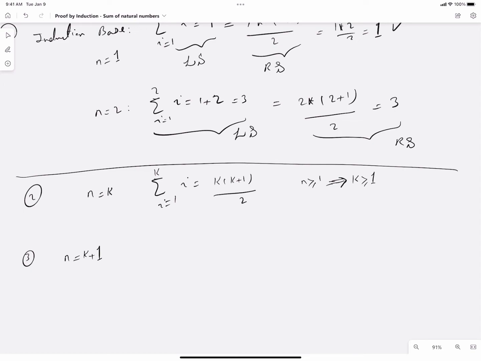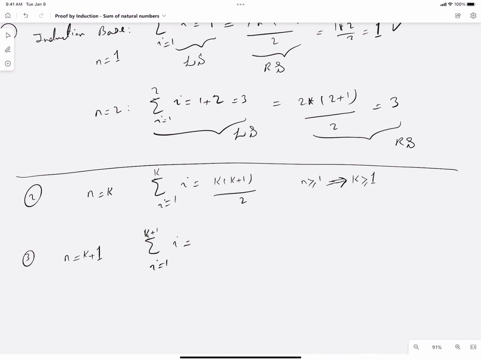So here, what I'm going to do, I'm going to start with the left side of the theorem. So the left side is the sum from i equals 1 to k plus 1. Again, here what I did, I just wrote n and replaced it with k plus 1, so of i. This is the left side that I'm trying to write.